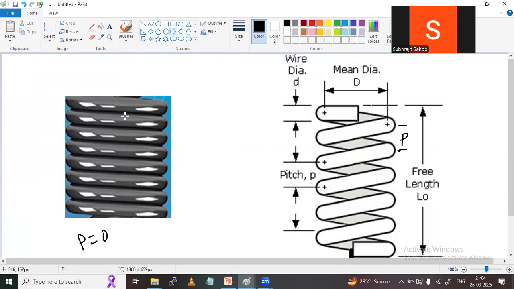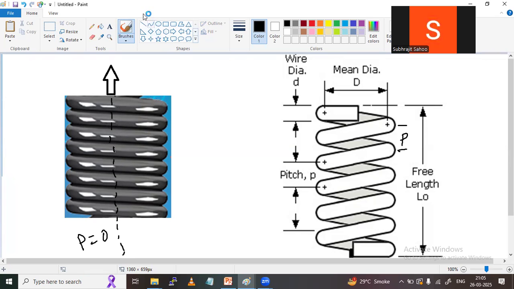Suppose I apply a load here, a load for tension. And where is the load applied? At the axis, so it is called an axial load, right? A spring is designed to bear axial loads, so it will apply the axial load here.